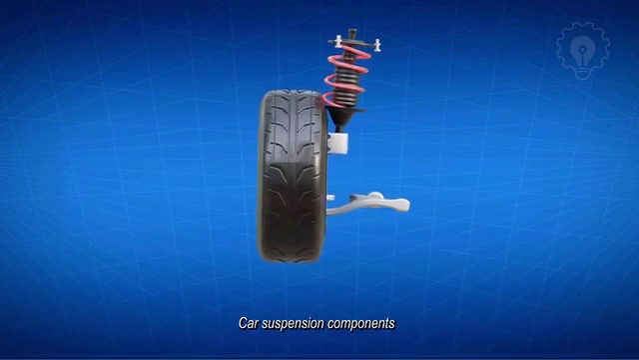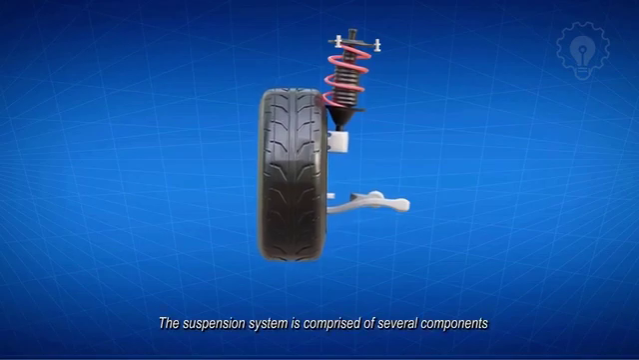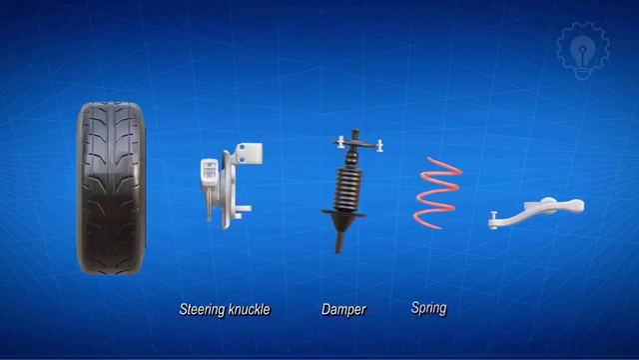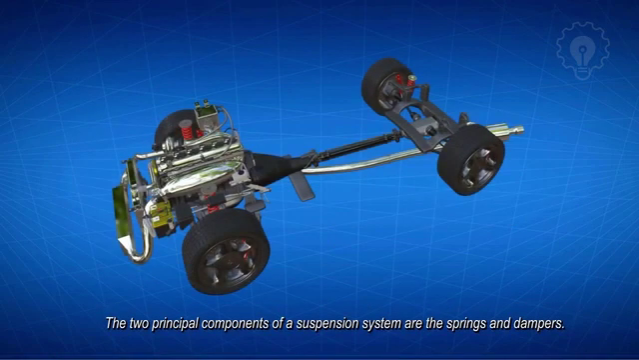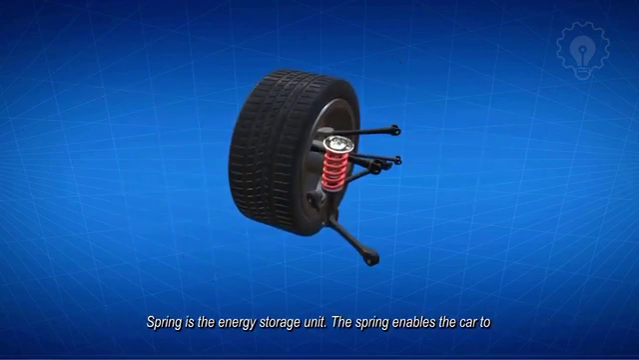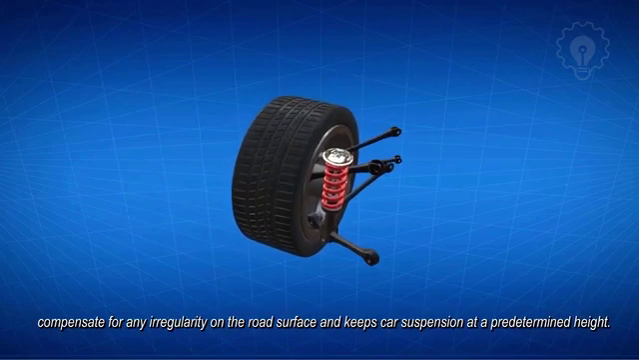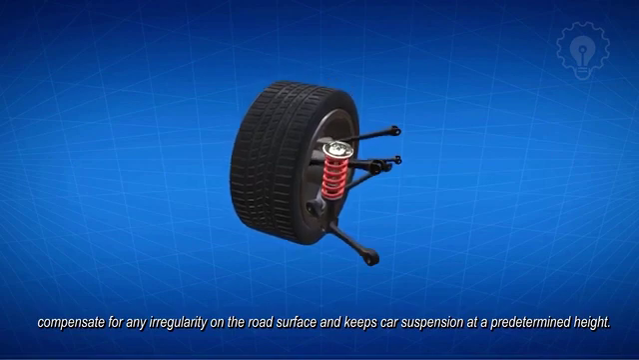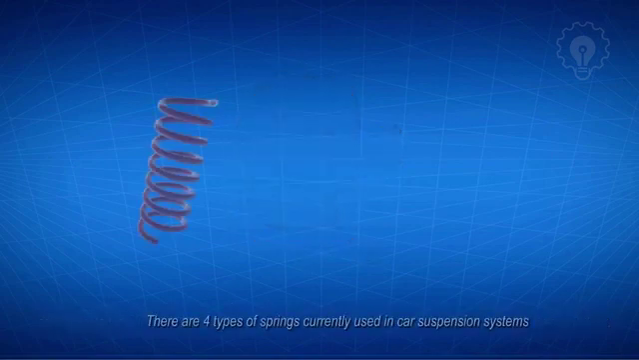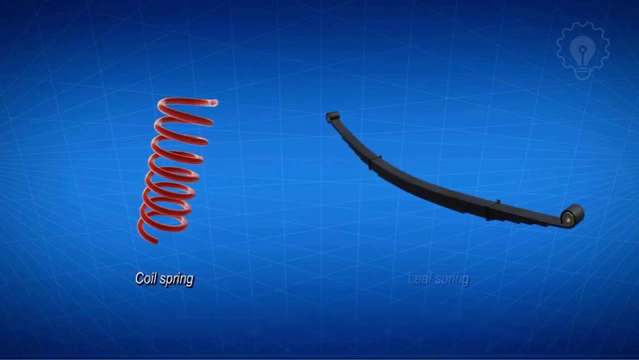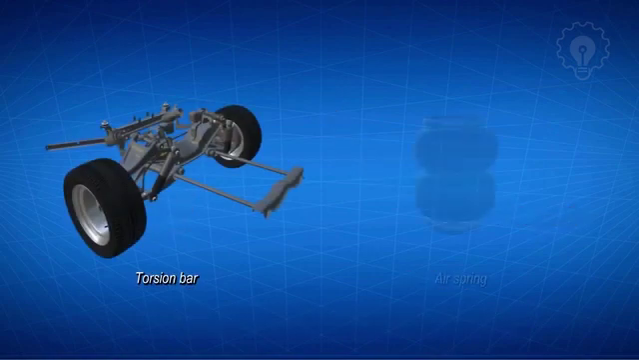Car suspension components. The suspension system is comprised of several components, such as the steering knuckle, damper, spring, control arm and tires. The two principal components of a suspension system are the springs and dampers. Spring is the energy storage unit. The spring enables the car to compensate for any irregularity on the road surface, and keeps car suspension at a predetermined height. There are 4 types of springs currently used in car suspension systems: coil spring, leaf spring, torsion bar and air spring.